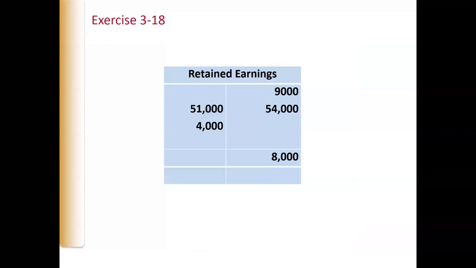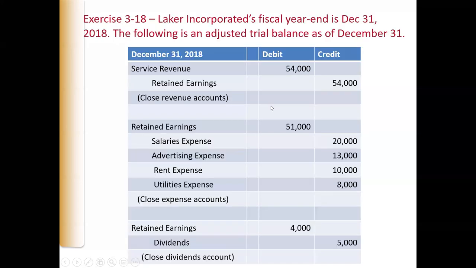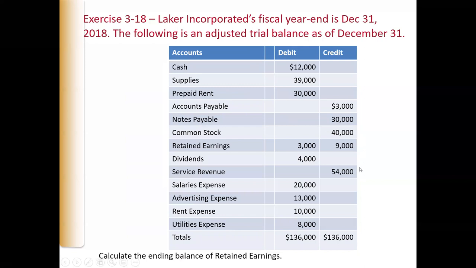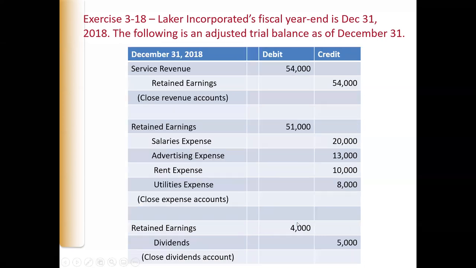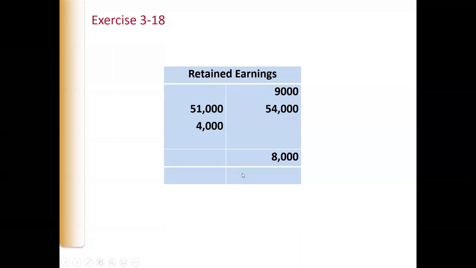Basically, we started with 9,000. We add the revenues of 54,000 from here. We debit our expenses, which should be 33, 43, 51. We debit our retained earnings of 4. We should end up, if you ignore that 3,000, which you should, with a credit to retained earnings of $8,000. How many of you guys got that?